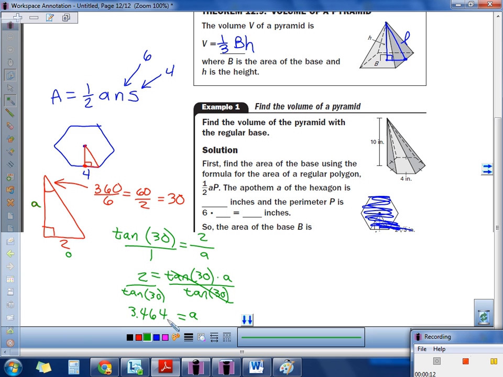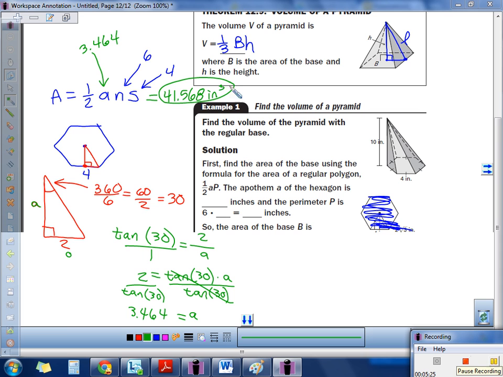3.464 is what I heard, and we'll go with that. That number right there is what we plug in for A, 3.464. If you type all this in, 1/2 times 3.464 times 6 times 4, you will get your answer. I'll give you a second to try that. All right, we get 41.568, and put your units on it. Those are inches cubed. Inches cubed as our final answer.